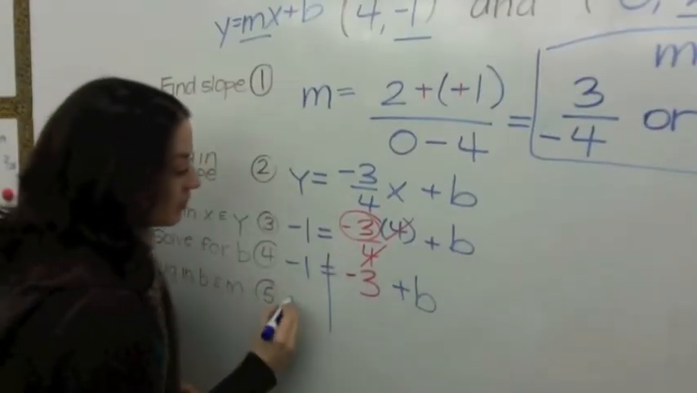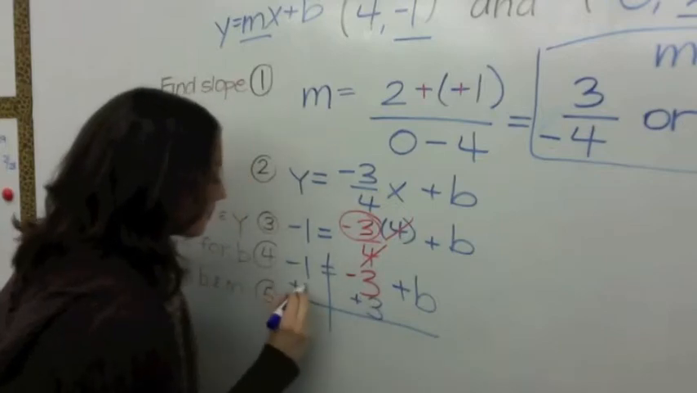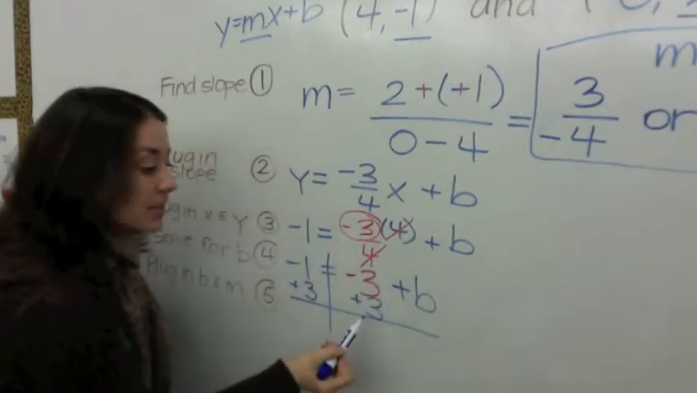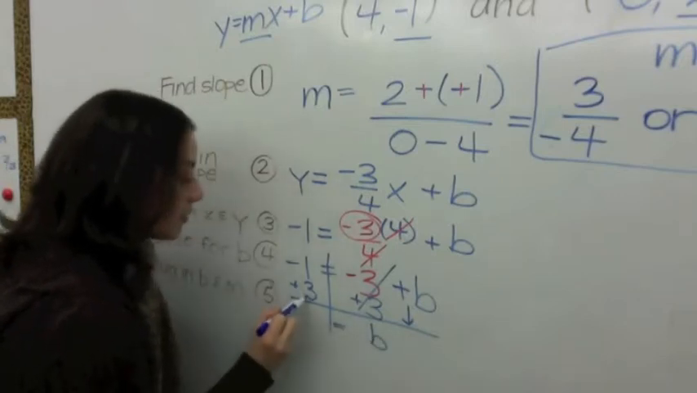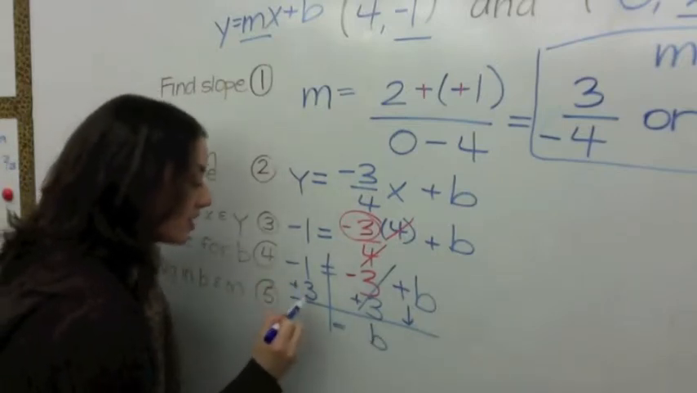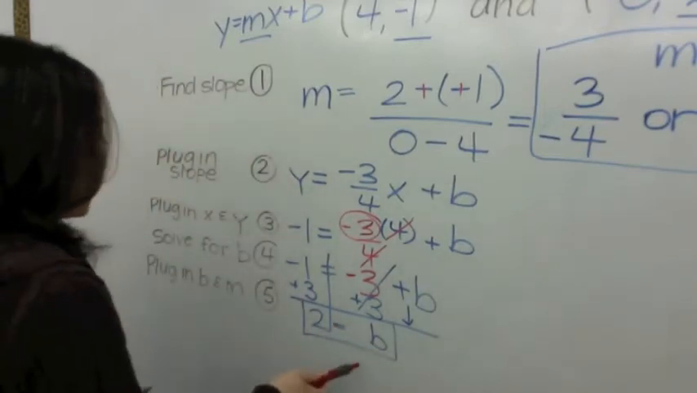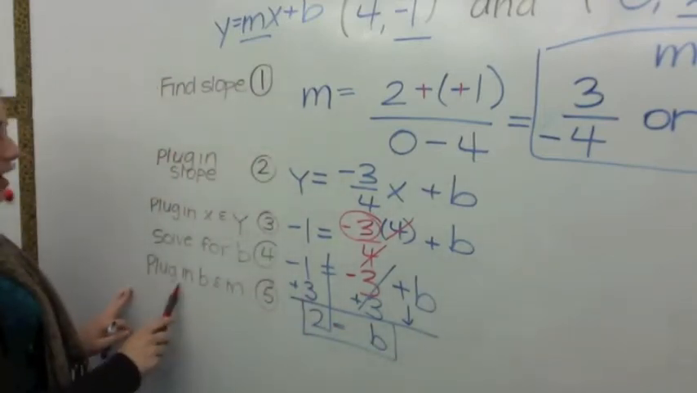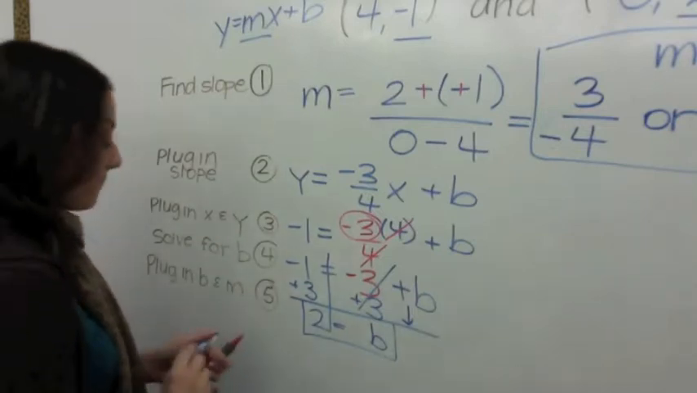So now you can solve for b. And you're going to make a T-bone steak. What's the opposite of negative 3? Positive 3. Negative 3 and positive 3 makes 0. Bring down the b, and b is going to equal 3 minus 1. 3 take away 1, which is 2. Beautiful. So b is 2. You can get to the last step, which is plug in b and m. What is it? Plug in b and m.